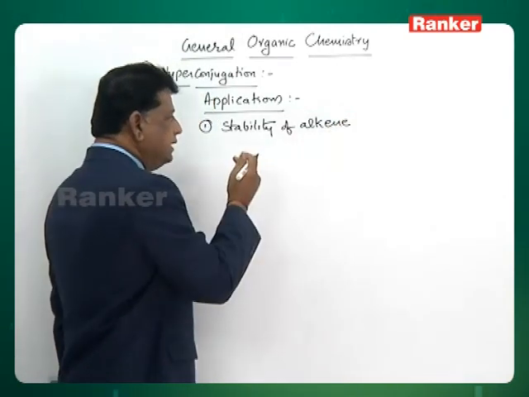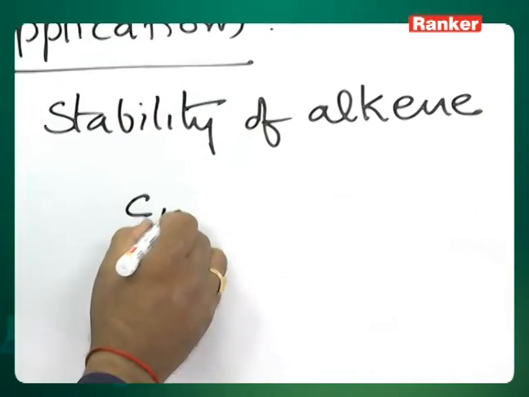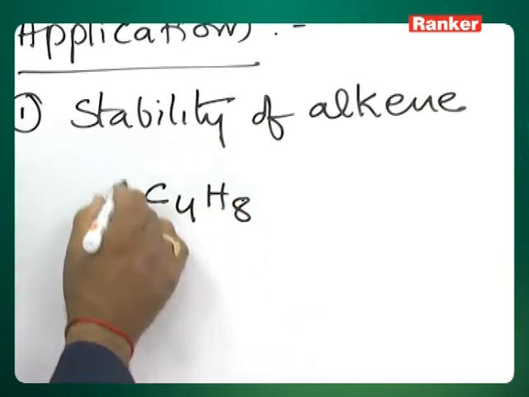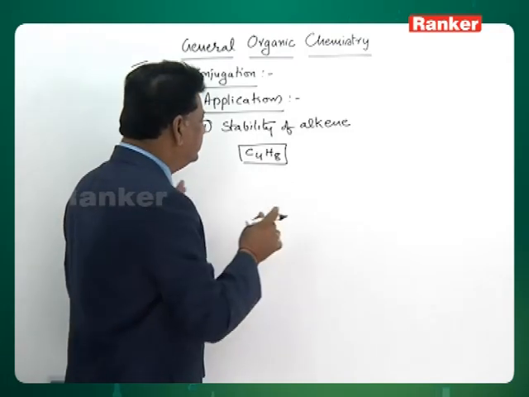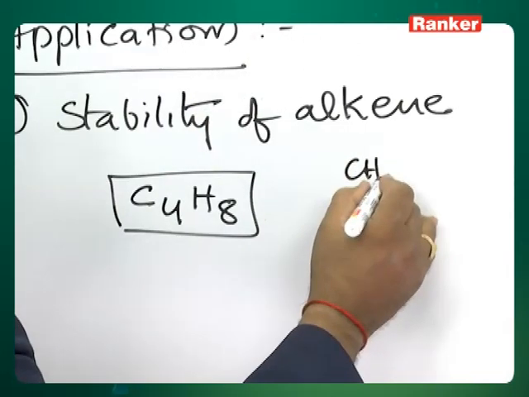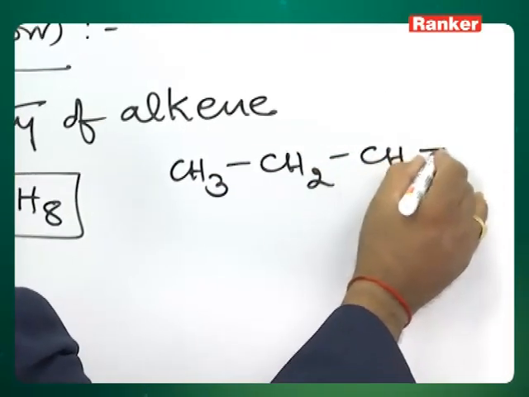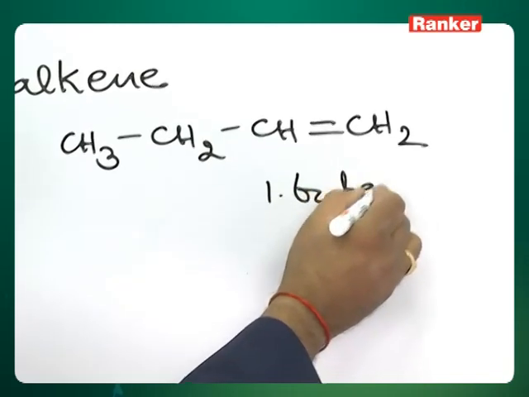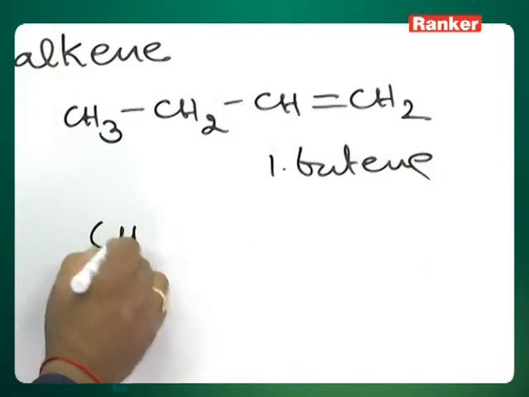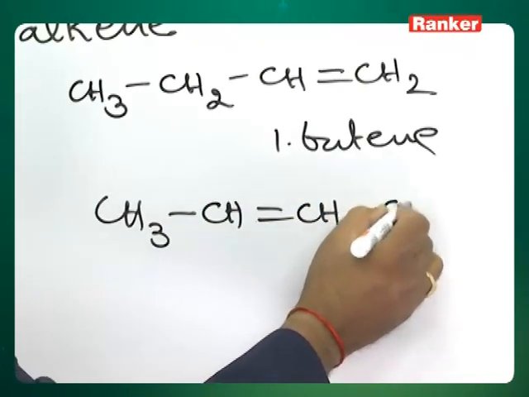If two alkenes have the same molecular formula, like C4H8, that means the number of carbons and hydrogens is the same under given conditions. That is CH3, CH2, CH double bond CH2. This is called 1-butene, right? The other one is 2-butene, CH3, CH double bond CH, CH3.